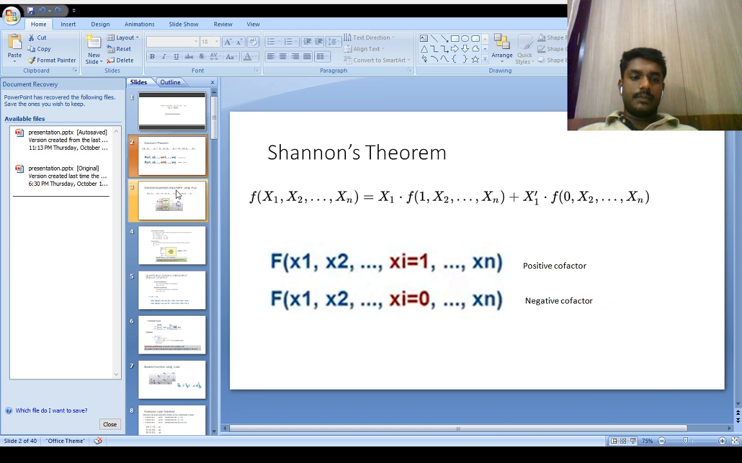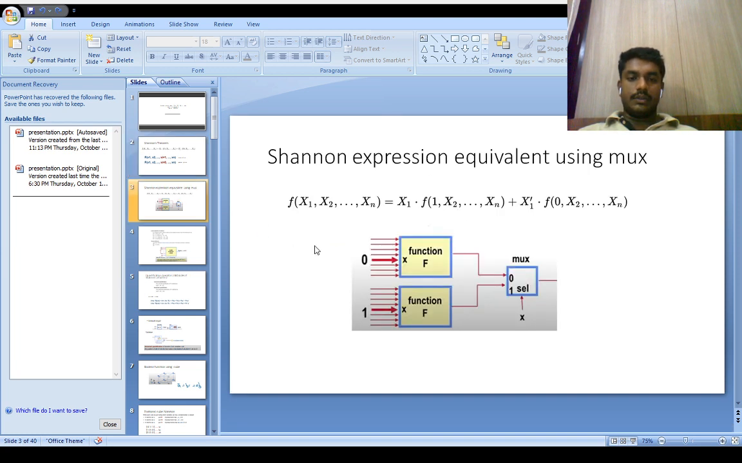Coming to the mux, as we already know, we will use this Shannon expression, taking a function where the inputs may be 0 or 1. It is a 2 by 1 mux and the select line is x, which is either 0 or 1. When the select line is 0, input 0 will be taken, and when the select line is 1, input 1 will be taken. When 0 is taken, the negative cofactor comes, and when 1 is taken, the other cofactor comes.